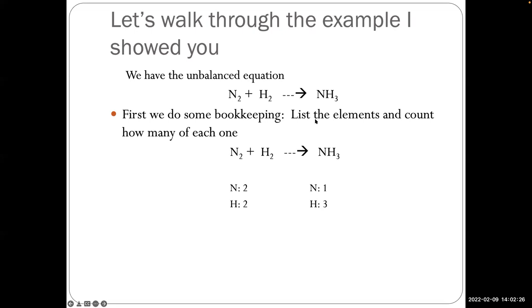So first what we do is we do some bookkeeping. We just make a list of the elements and count them. So I have nitrogen on each side, hydrogen on each side. And it's a good idea to go in the same order on both sides just to make your life easier.